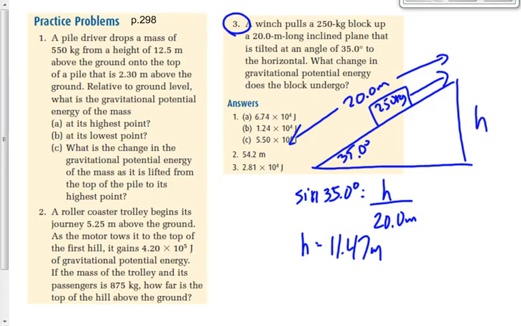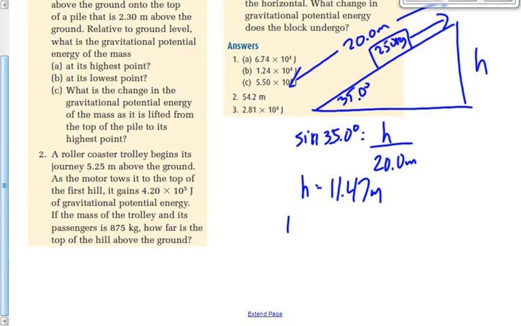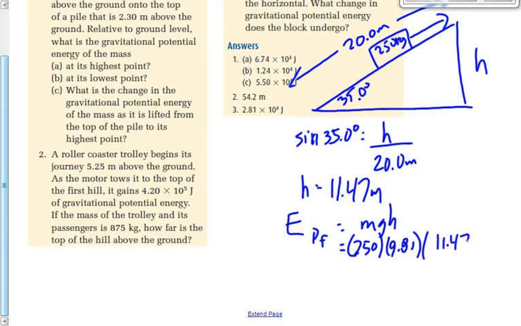That's all. When we do that, that's going to give us the final potential energy, right? MGH. It's going to be 250 kilograms times 9.81 times the final height, which is 11.47 meters. When we do that math, we end up getting 2.81 times 10 to the 4. Is that my answer? Kind of. Now, I haven't actually solved for the change in potential energy yet, have I?